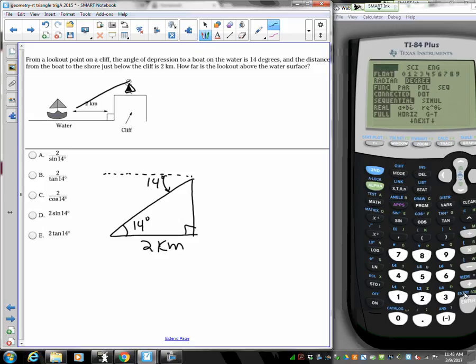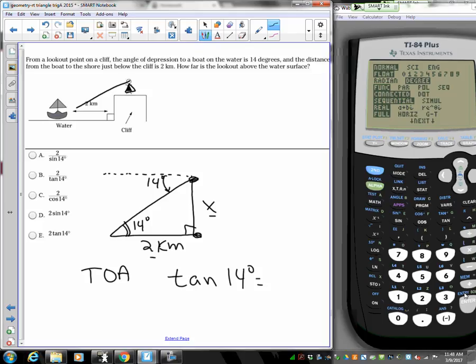So again, we're looking for how far the lookout is above the water surface. Basically we're looking for this height right here. So now we can definitely set up some trig to find this. Notice I couldn't use the Pythagorean theorem because I only have two sides of the triangle. So for my angle, I notice that x is opposite and that 2 is adjacent. Opposite and adjacent would be the tangent function. So we find the tangent of our angle.